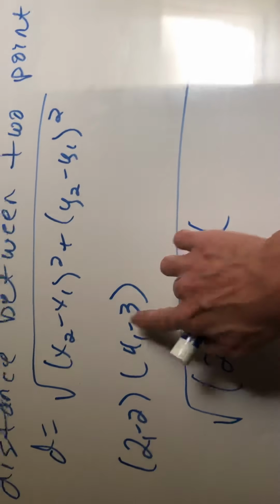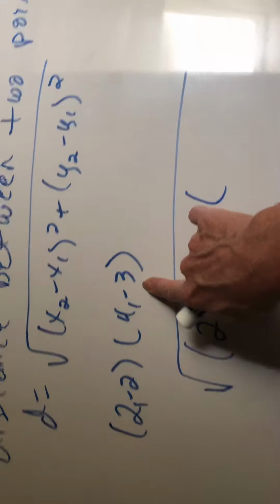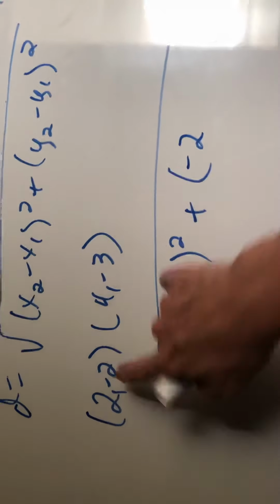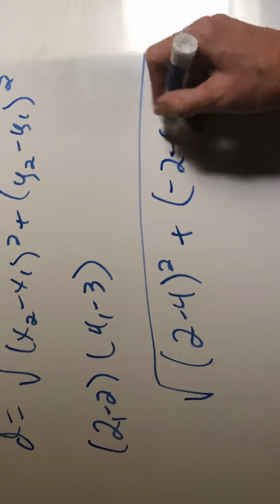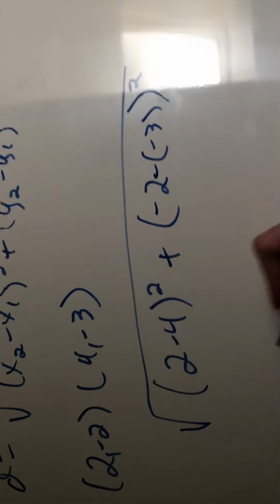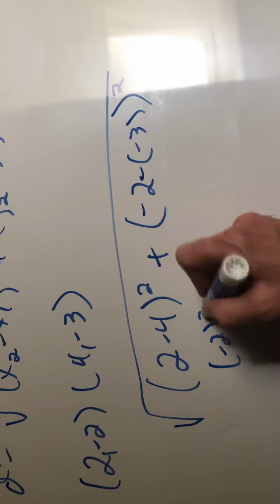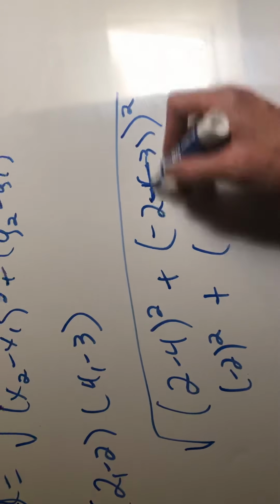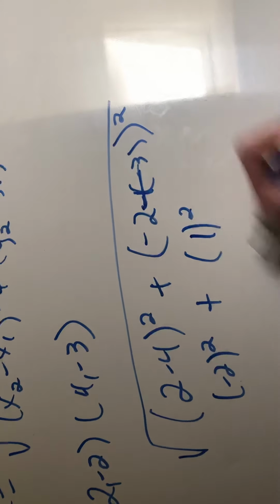So be careful when you've got negatives. So my x's were 2 minus 4. My y's are -2 minus -3, all squared. So then we do this. -2 squared plus, this is -2 plus 3. -2 plus 3, which is 1 squared.